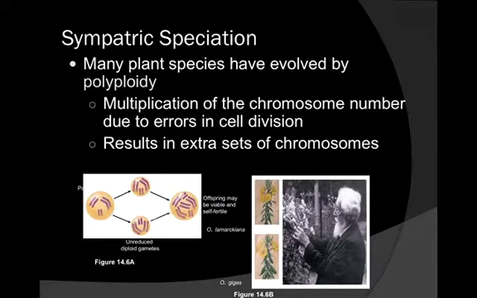Sympatric speciation, this happens a lot in plants. Plants can much more easily than animals adapt to having too many chromosomes. So a multiplication in the chromosome number, from errors during cell division, results in an extra set of chromosomes. If you're sitting here bored, this is what you can do. You take a banana and you cut a cross section across the top. You put it on your tongue and push it against the roof of your mouth. The banana will split into 3 parts because there are 3 sets of each chromosome, and each part of the banana is made by one set of them.